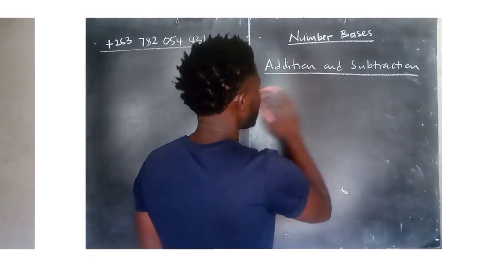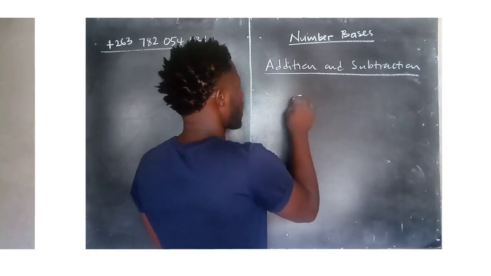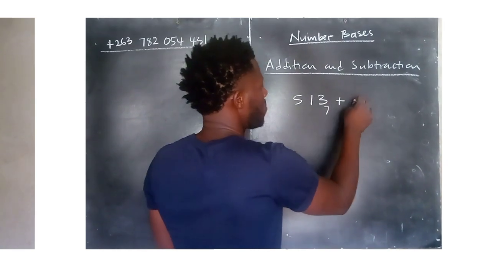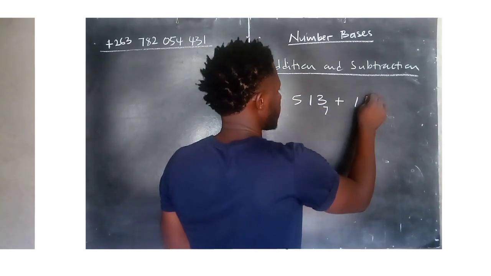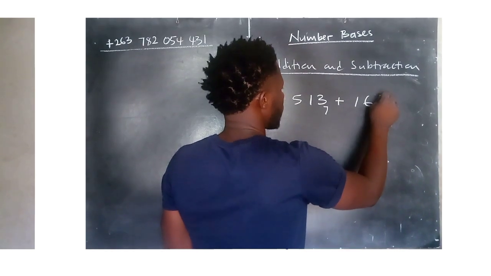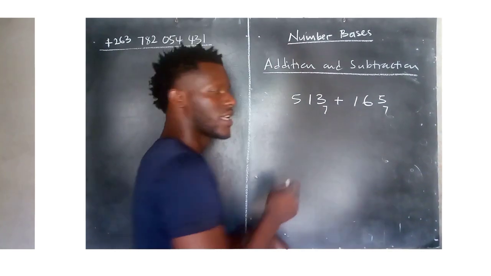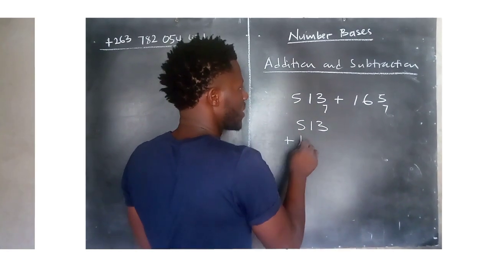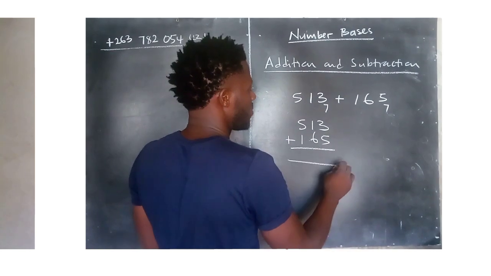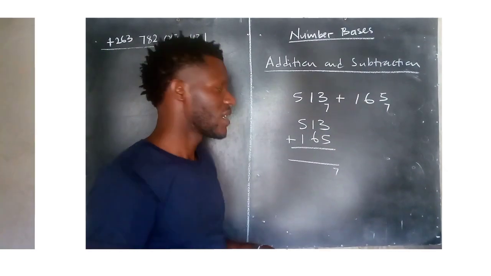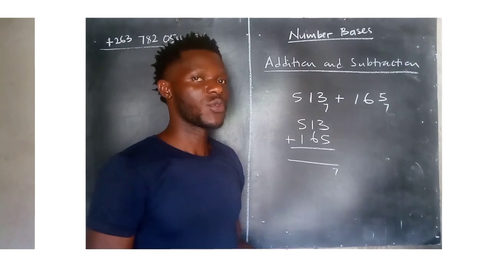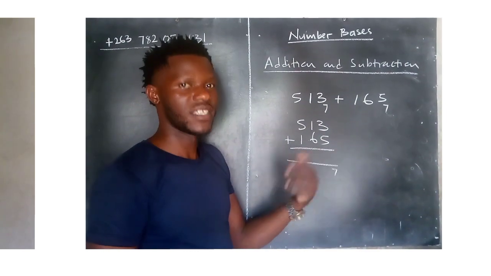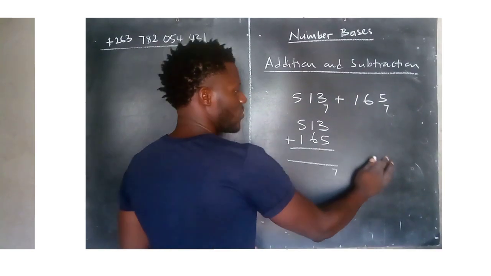One more example. 513 base 7 plus 165 base 7. As long as numbers are of the same base, arrange them as usual. That is 513 plus 165 in base 7. Take note, there must be no answer which is bigger than the base. So if such happens, when we come up with a sum which is bigger than the base, you divide it by the base, then you carry forward the answer, the remainder is our final answer.